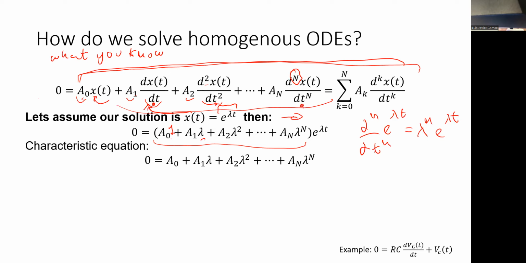And so we ended up converting this equation into a polynomial for which we have to find its roots. And that's what we ended up calling the characteristic equation. So that was last lecture.